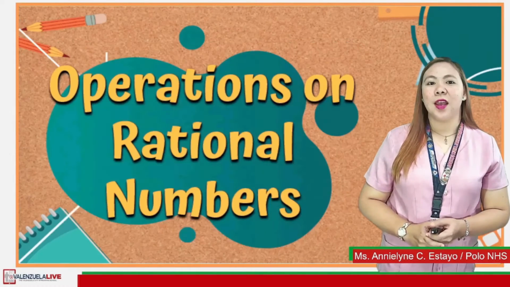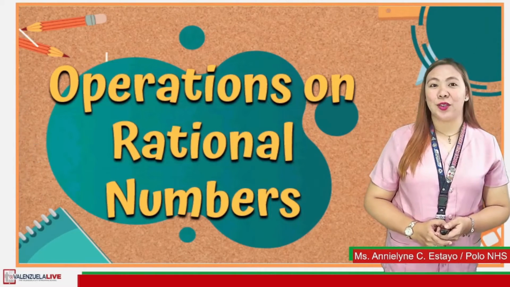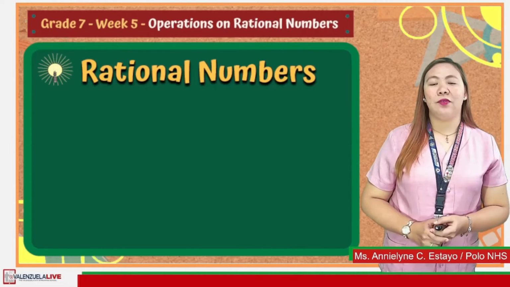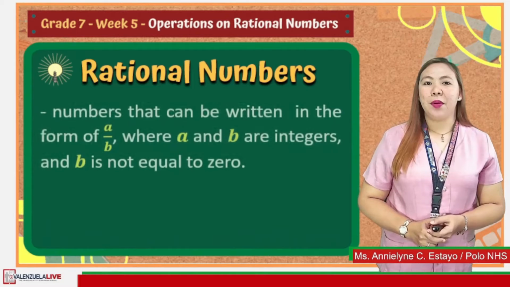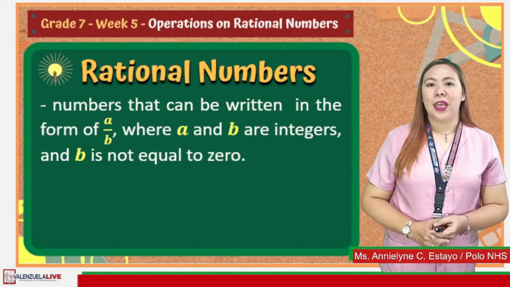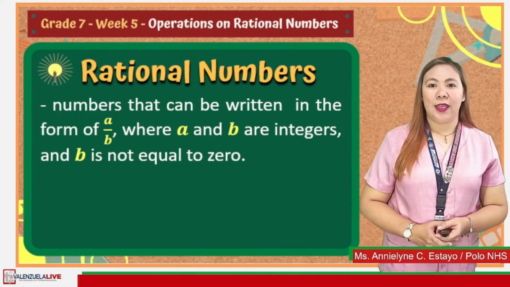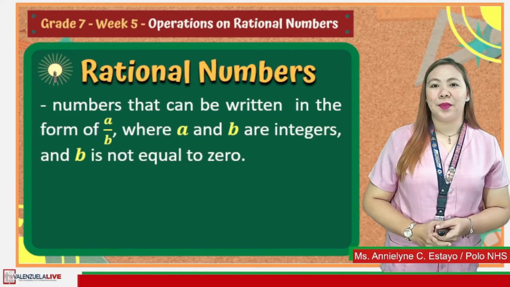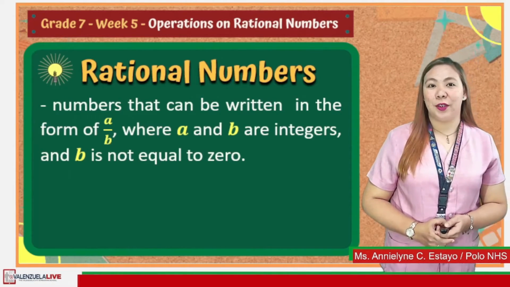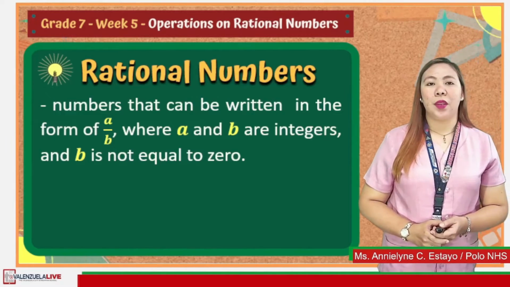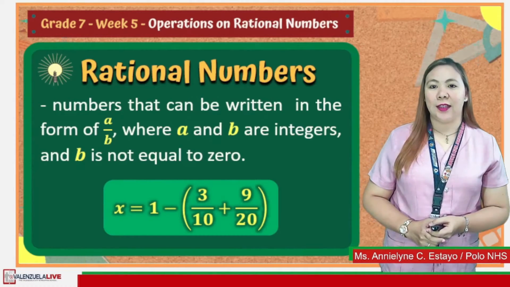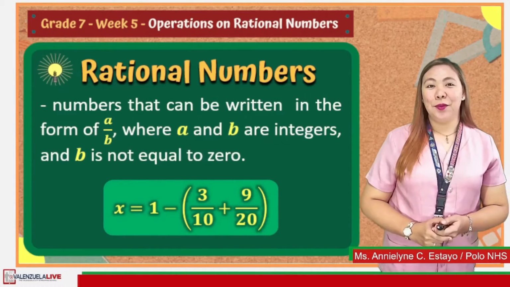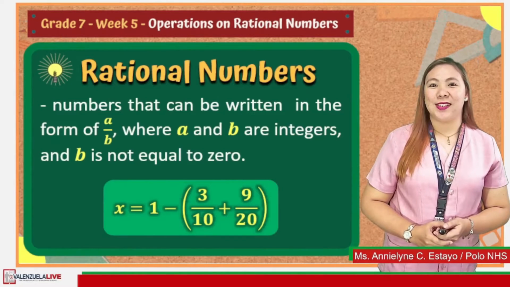Let us now discuss how to perform operations on rational numbers. From our problem, we are given rational numbers. Remember that when we say rational numbers, these are the numbers that can be written in the form of a/b, where a and b are integers, and b is not equal to 0. And from our problem, we need to add 3/10 and 9/20 for us to solve our equation. So, how can we add those fractions?